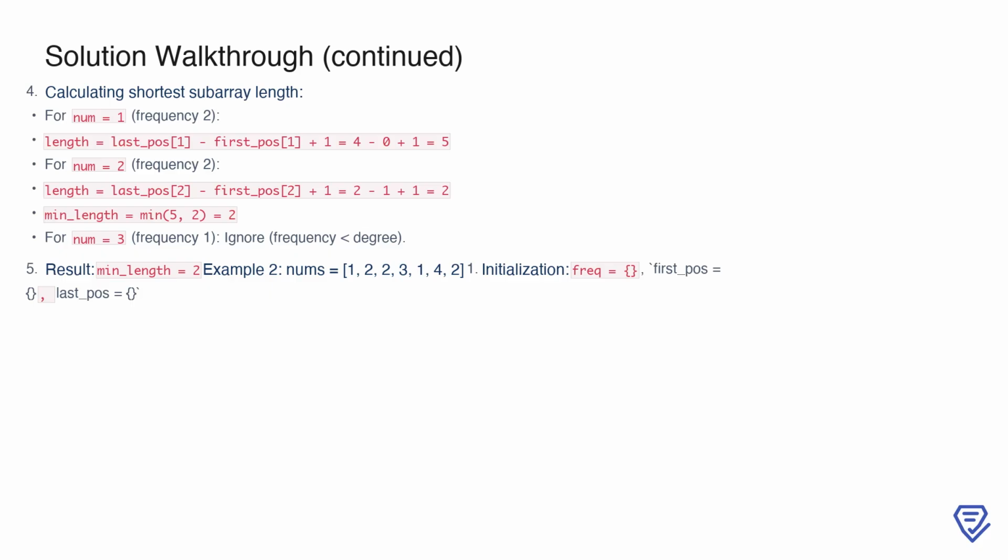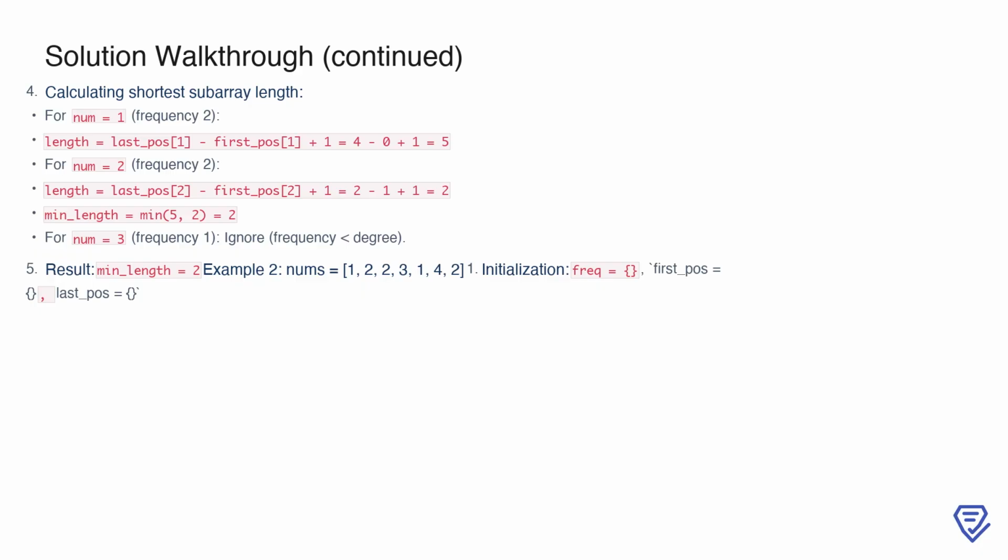For each number with a frequency equal to the degree, we calculate the length of the subarray between its first and last positions. For number equals 1, with a frequency of 2, the subarray length is 4, 0 plus 1 equals 5. For number equals 2, also with a frequency of 2, the subarray length is 2, 1 plus 1 equals 2. We track the minimum of these lengths, updating min_length as we go. Numbers with frequencies less than the degree are ignored since they don't contribute to the result. After evaluating all relevant numbers, we find that the shortest subarray length for this example is 2.